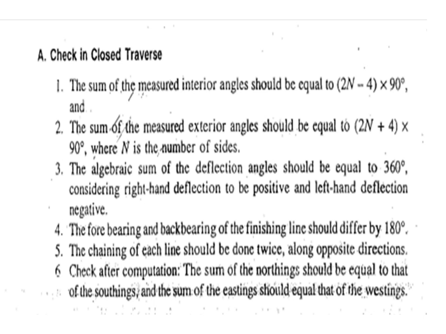Then the next check is the fore bearing and back bearing of the finishing line should differ by 180 degrees, so that we can say that the given line is free from local attraction. Then the next check is the chaining of each line should be done twice along opposite directions, so that it is possible to measure the distance very accurately. Then check after computation. The sum of northing should be equal to that of the southing, and the sum of easting should be equal to that of westing.